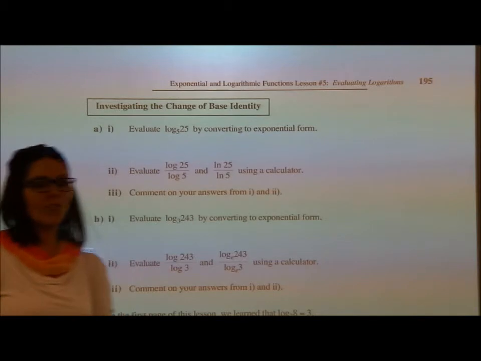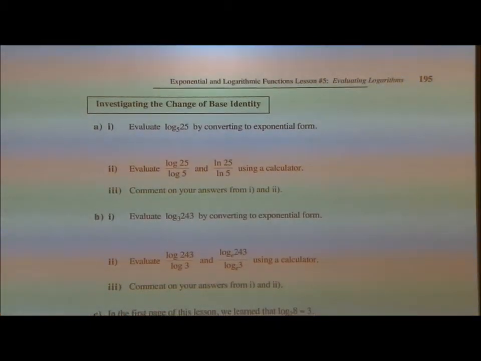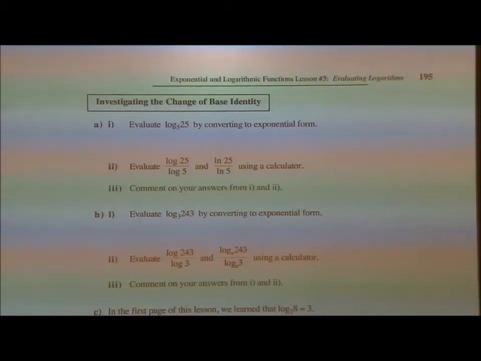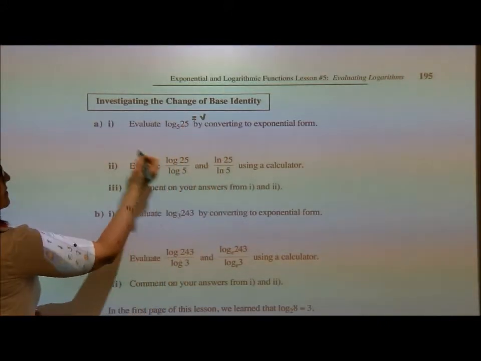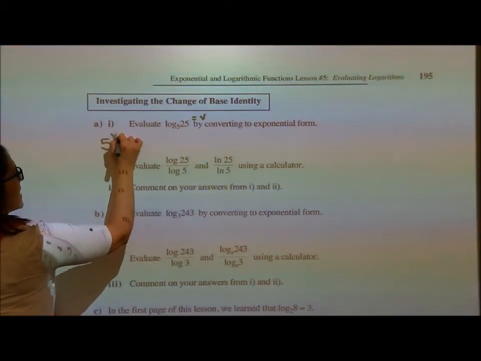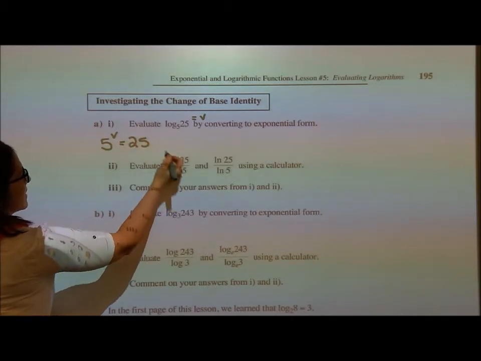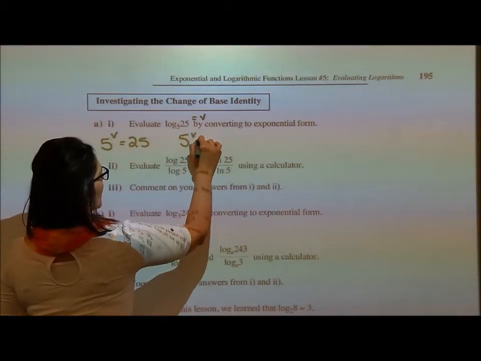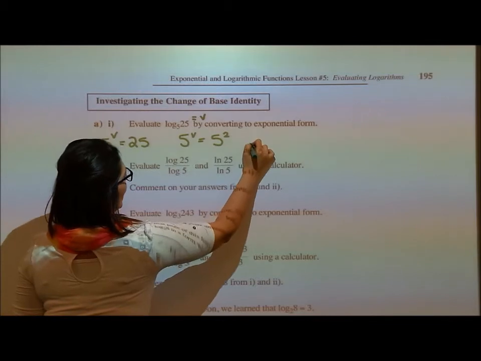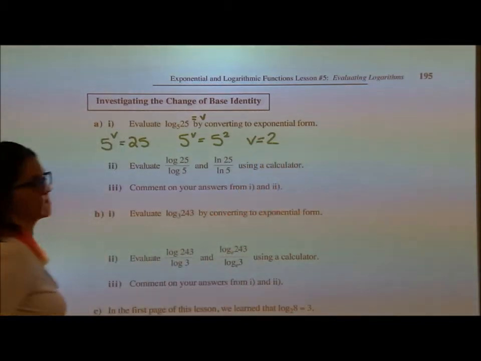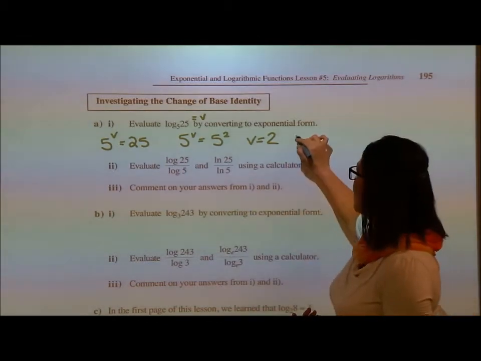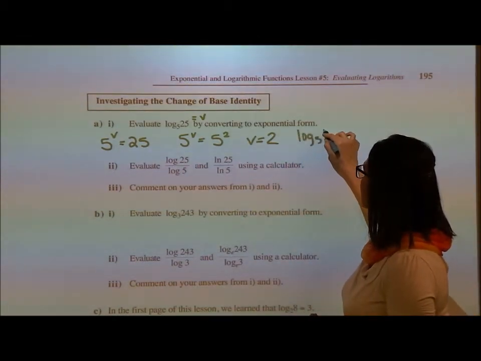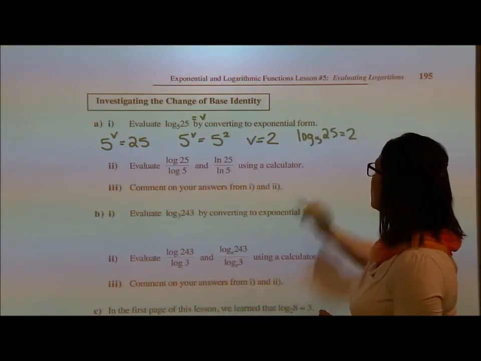We have log base 5 of 25 and we want to convert this into exponential form. In exponential form, I let this be equal to v. 5 to the power of v equals 25. I write 25 with a common base of 5, and I get that v equals 2. So then I can state that log base 5 of 25 is equal to 2.